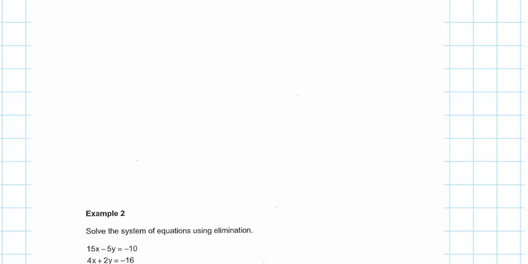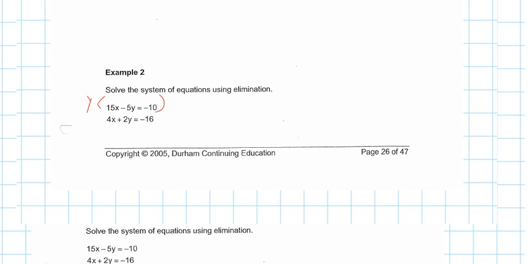Okay, so let's think about some ideas here. If I want to make the x's the same coefficient, what would I do? If I multiply the first by 4 and the second by 15, then the 4 times 15 and the 4 times 15 is going to make them the same. That's one way to do it, and I can eliminate the x's by doing subtraction in this case.